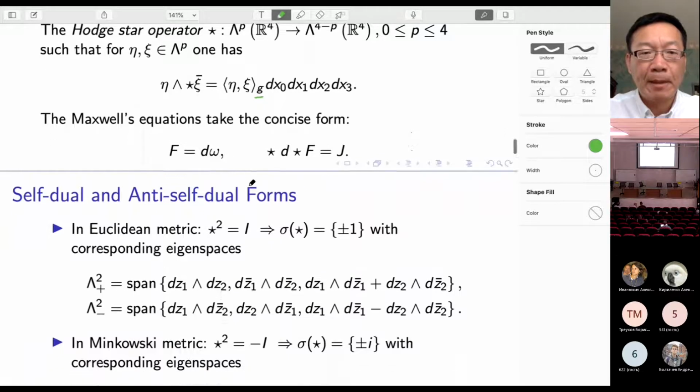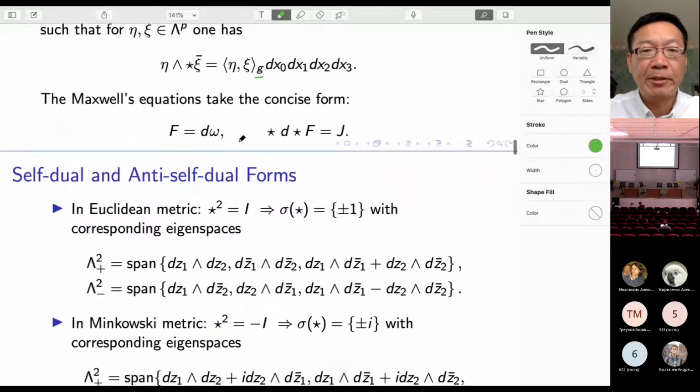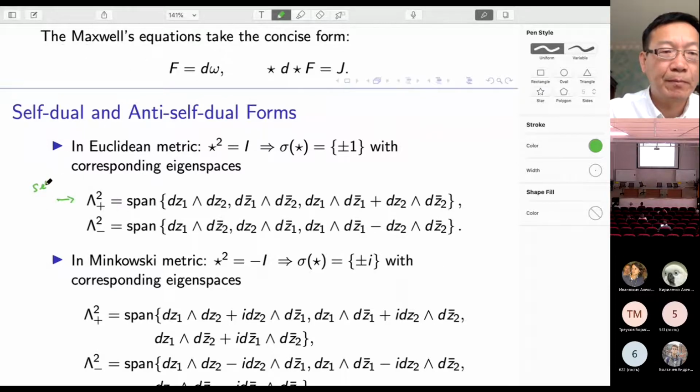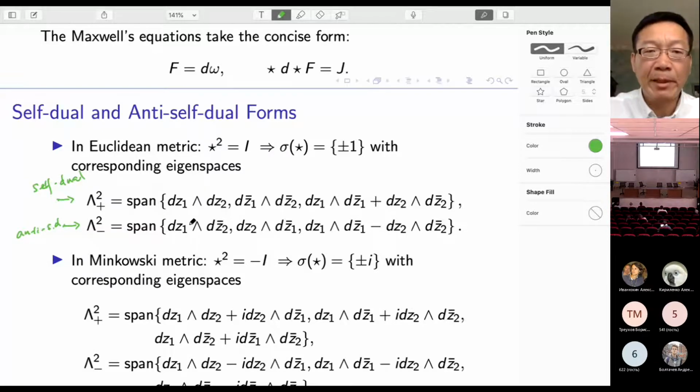Okay, so let's take a look at it from a complex differential form point of view. In the Euclidean metric, the Hodge-Star squared is equal to identity, meaning that it has 2 eigenvalues, 1 and -1, with corresponding eigenspaces. These are called self-dual forms, and these are called anti-self-dual forms. And of course, any linear combination of those forms still belongs to the same eigenspace.